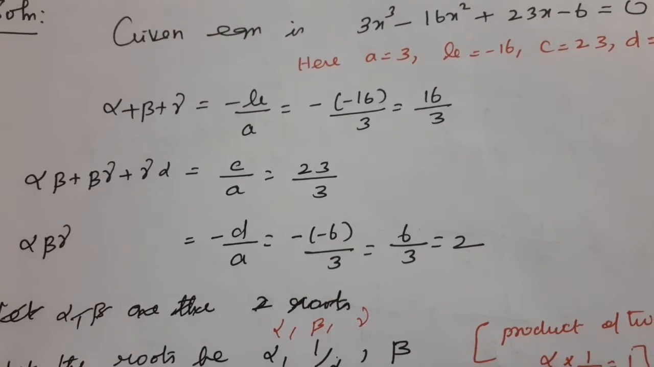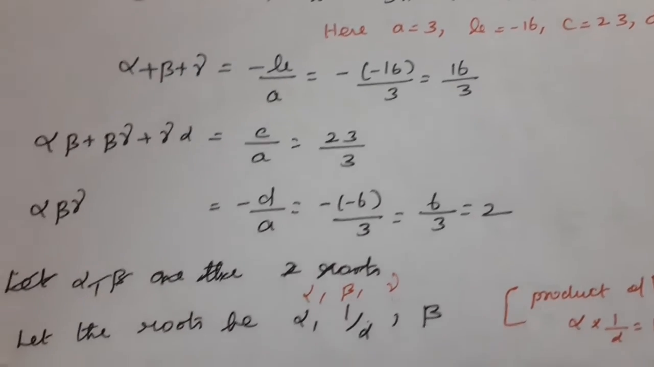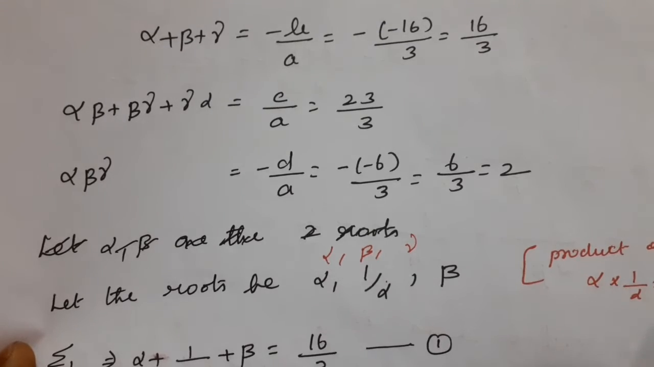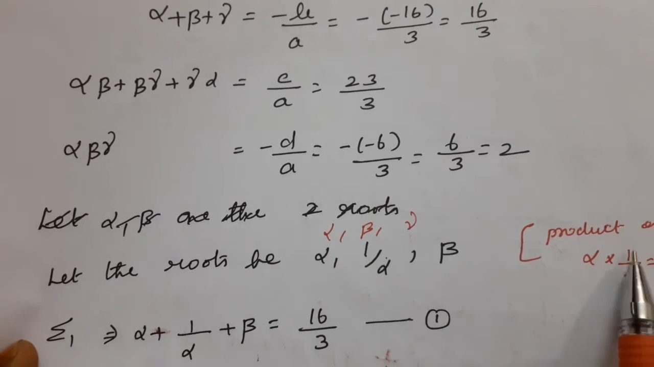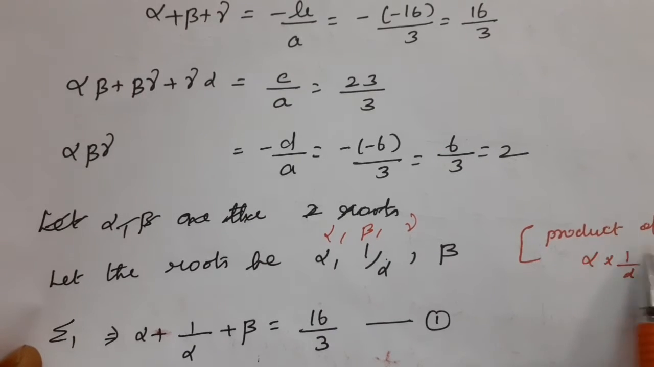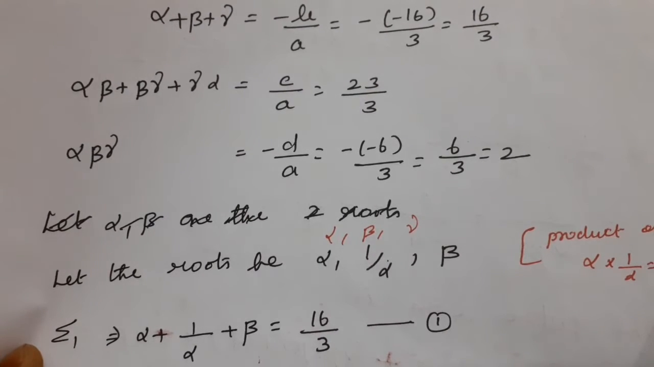So for the cubic and quadratic equations, first learn the formula; after that the sum is very easy for you. What does the question itself give? The product of two roots is 1. So if one root is alpha, the other root is its reciprocal, that is alpha into 1 by alpha is 1. The condition is given in the question itself.